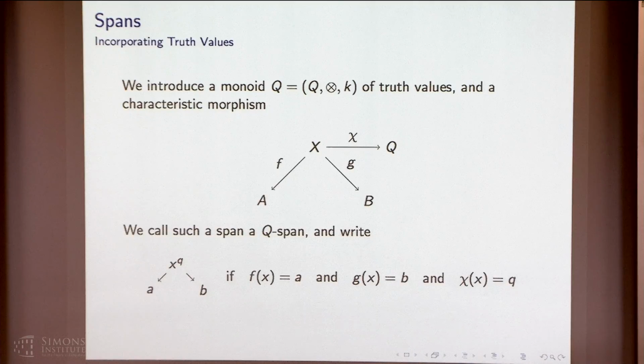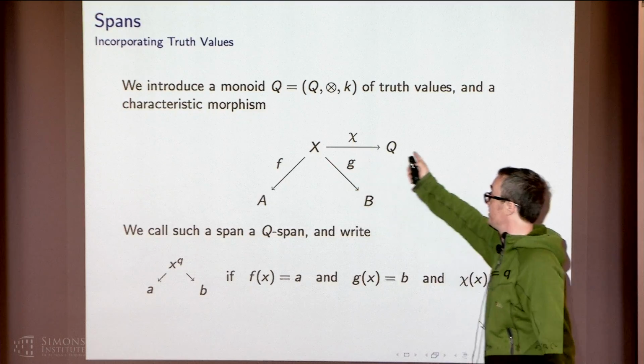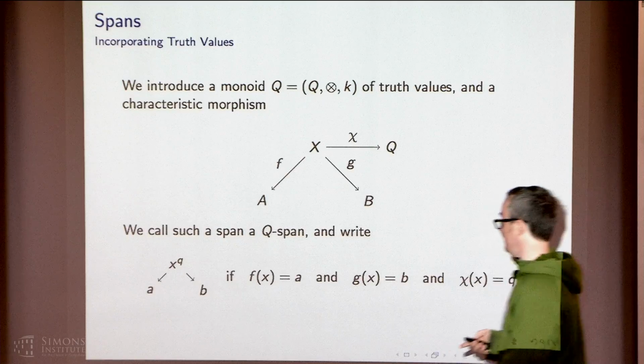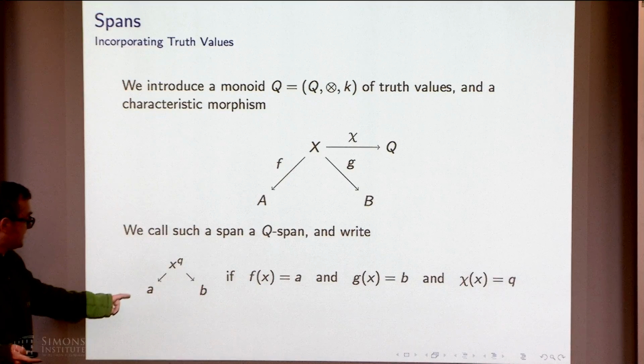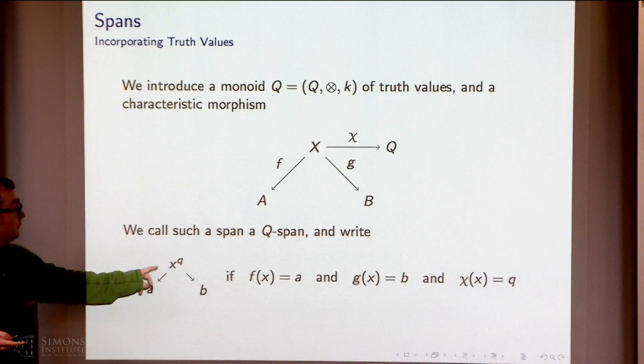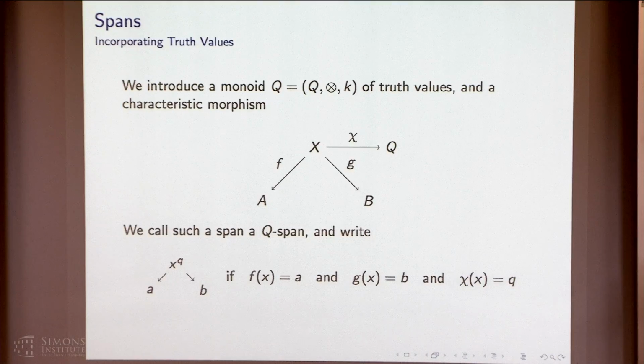Okay, so we follow the drill that we followed before. We want to get a way of varying the truth values that are in play. And the obvious thing to do here is to add a characteristic morphism to these proof witnesses that measures how strongly they're witnessing that things are related. And we'll call such a thing a Q-span. And we're going to write this notation here, saying something is related from A to B via this proof witness, and the strength of the relation is Q. So that's at least got us as far as generalizing the truth values.